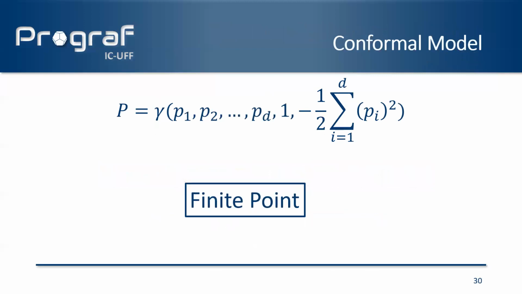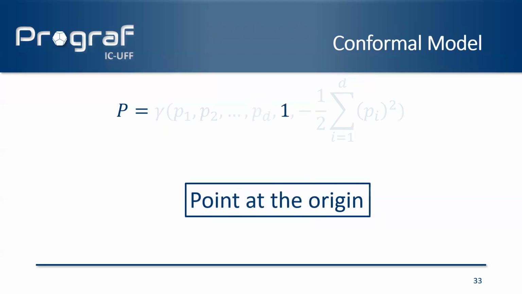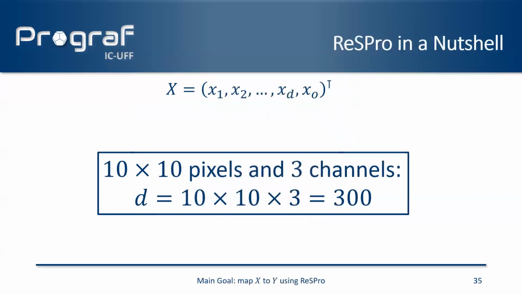By actually adding 2 dimensions to the space, a finite point in this model is defined like this, where we have a scaling factor, the Euclidean portion of the vector, a coordinate associated to the point at the origin, and a coordinate associated to a point at infinity. Okay, but can we make it simple? Yes. In the supplementary material of the paper, we have the full algebraic manipulation that leads from the embedding on the conformal space to the tensor representation that we're going to explore now.